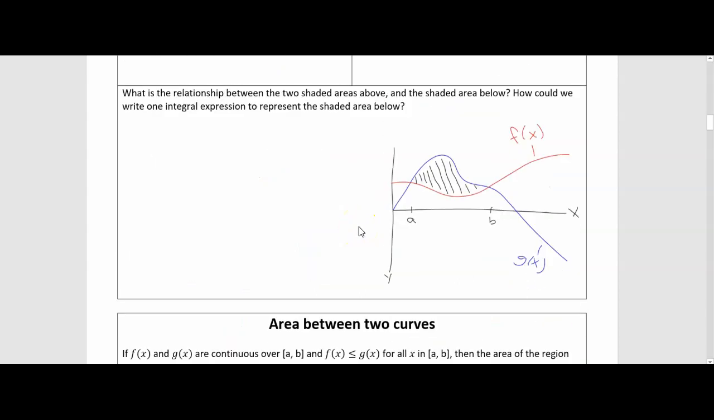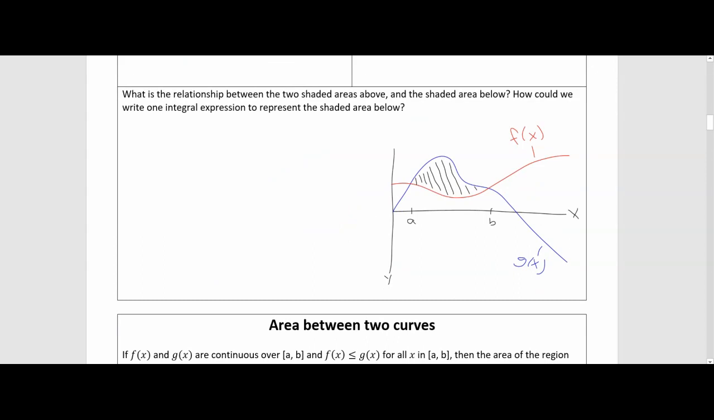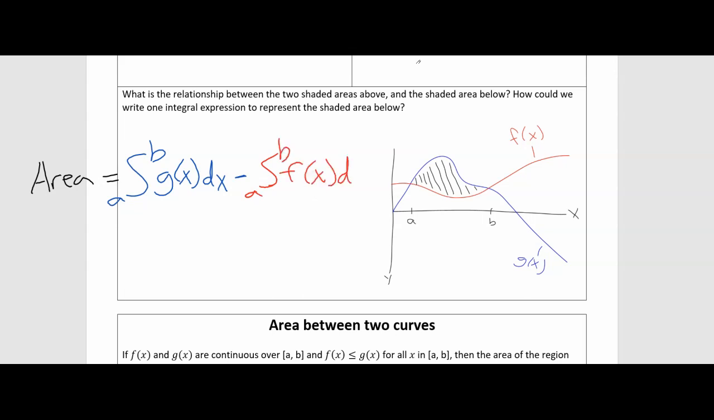So let's go down to this final picture right here. To do that, we're just going to take the difference. The area is going to be equal to what I found for blue, the integral on the interval from a to b of g of x dx, minus the integral on the interval a to b of f of x dx. And what we know about integral properties, this would work.